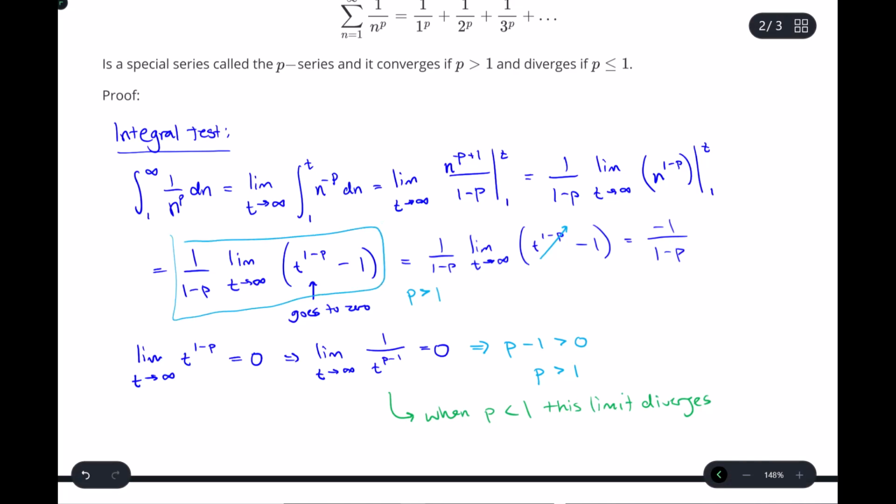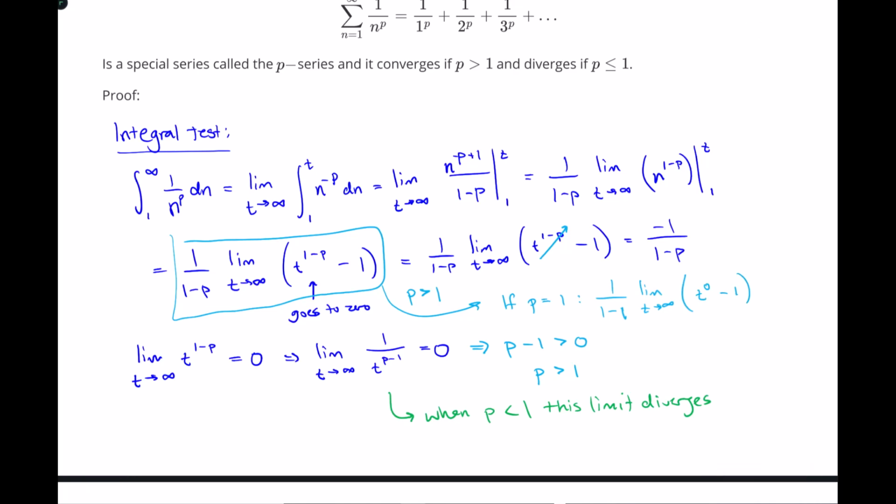So it looks like everything would be fine, except when p equals 1, we go back to this right here. If p equals 1, oops, not 0, but 1, we would have 1 over 1 minus 1 times the limit as t goes to infinity of t to the 0 minus 1. So this would result in 0, which would give me division by 0.